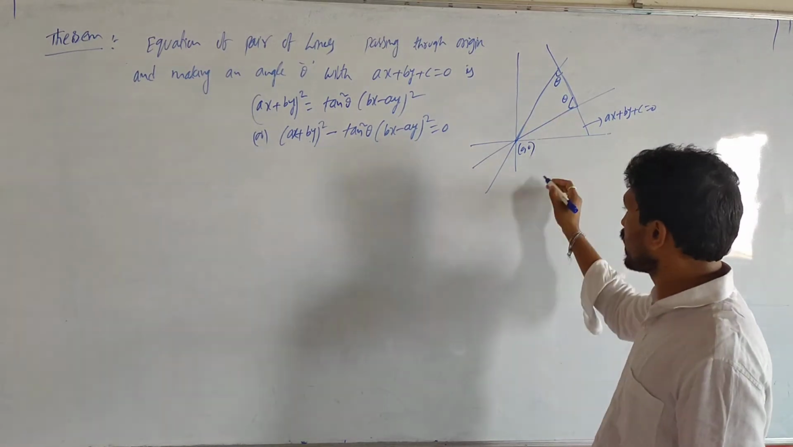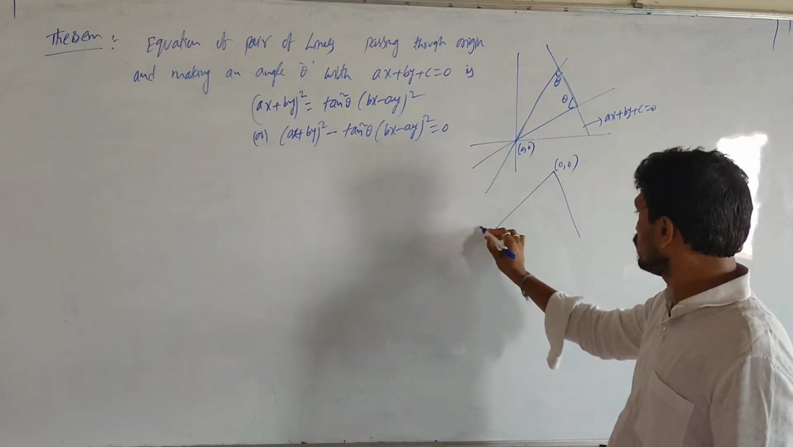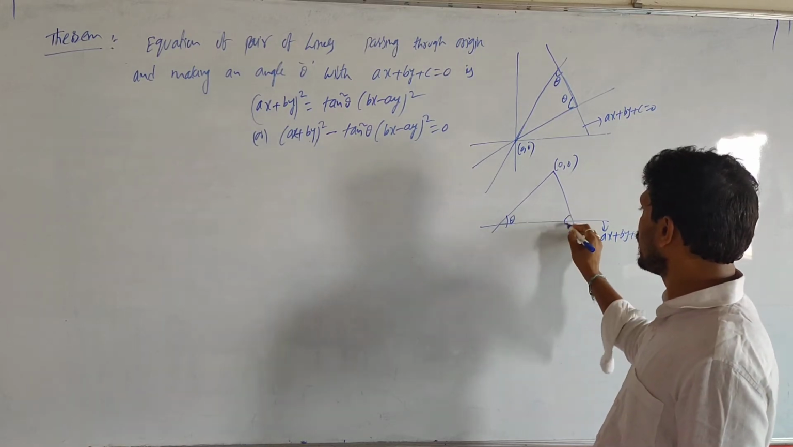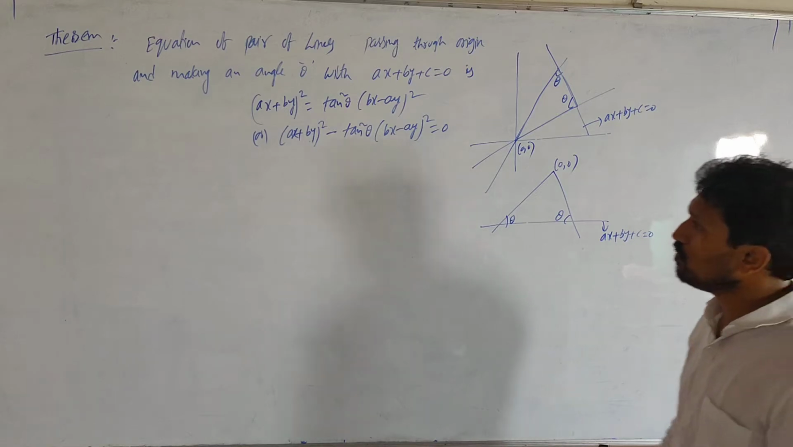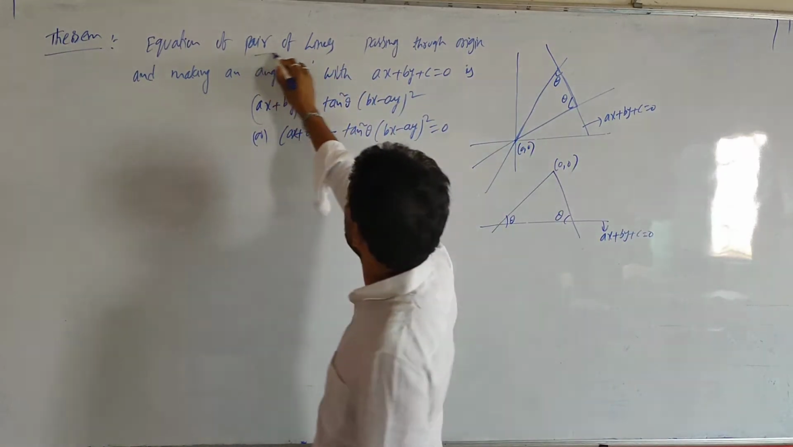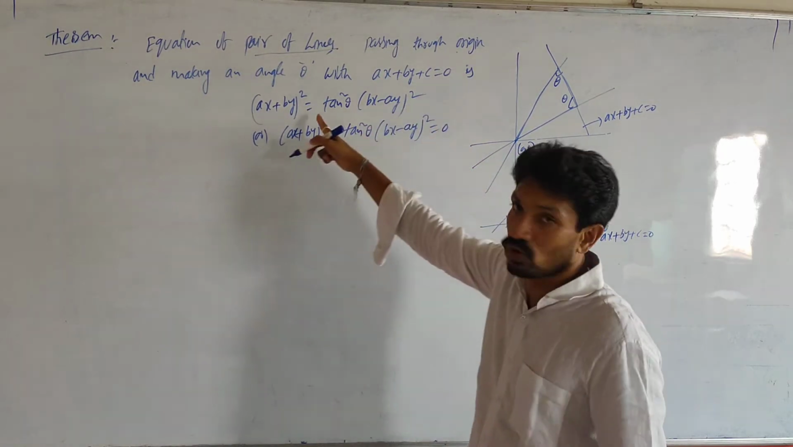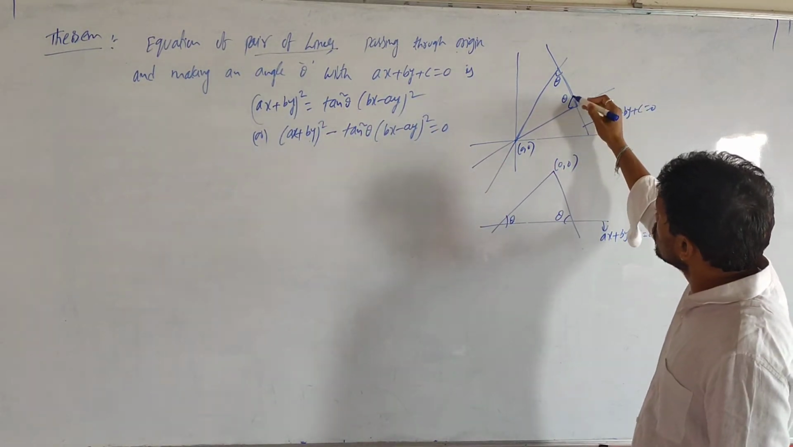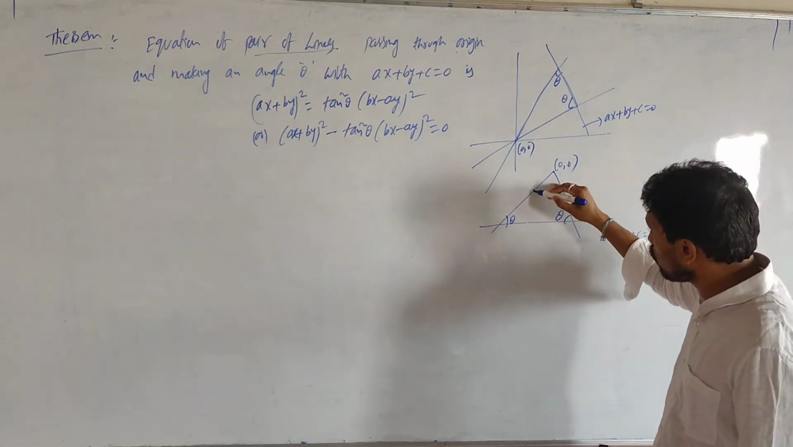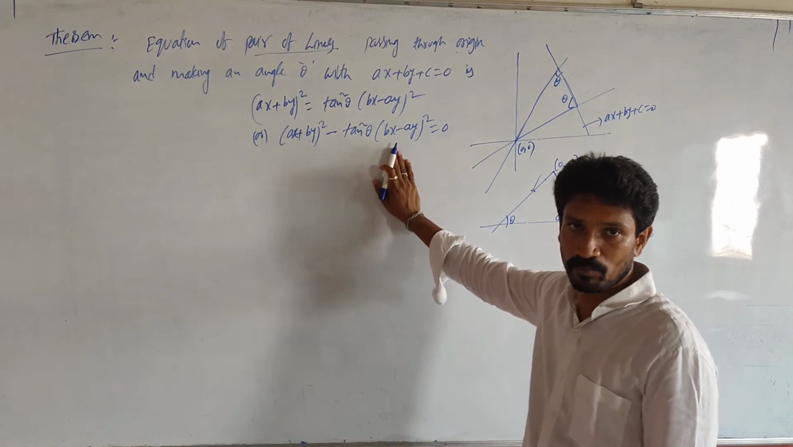Generally, you take the same triangle here. 0, 0 is the origin. This is the line ax plus by plus c is equal to 0. This is an angle theta. Then what we have to do? We are going to find out the equation of the pair of lines passing through origin and making an angle theta with ax plus by plus c is equal to 0. These are the two lines passing through origin making an angle theta. So now we have to find out the equation of this pair of straight lines. The combined equation is this one.